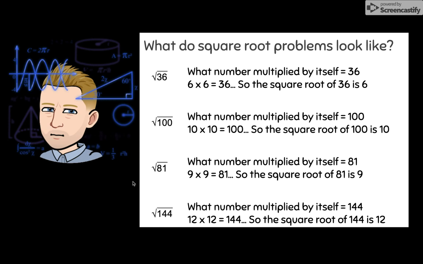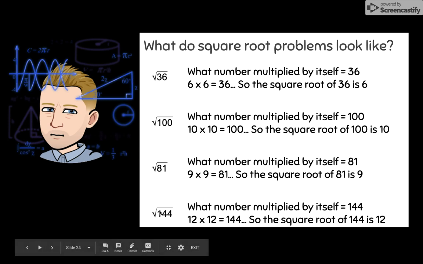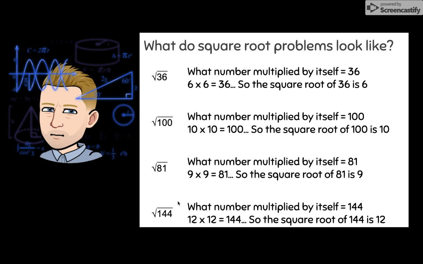And our last example here, here's our radical or our square root symbol with 144 underneath it. So what number multiplied by itself equals 144? We know that 12 times 12 equals 144. So the square root of 144 is 12.